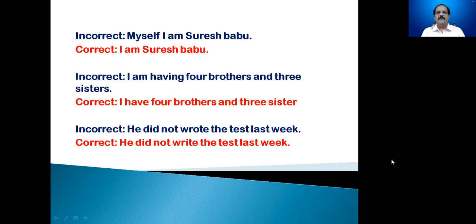There is a norm in English grammar that verbs of possession or sensory perception should not be used in the continuous form. That's why I am having four brothers is wrong. You should say instead I have four brothers. I am having a car.